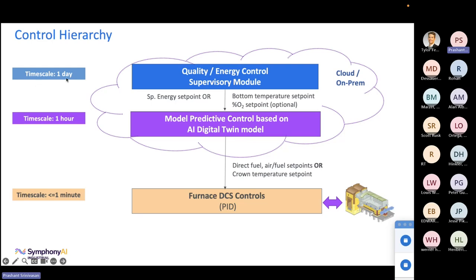And you can see the different time scales. So this is running maybe once a day or several hours. This is maybe once an hour or half an hour. And this is running almost real time. Now, this solution can be deployed on the cloud or, for lower latency, we could also deploy this on-premise.